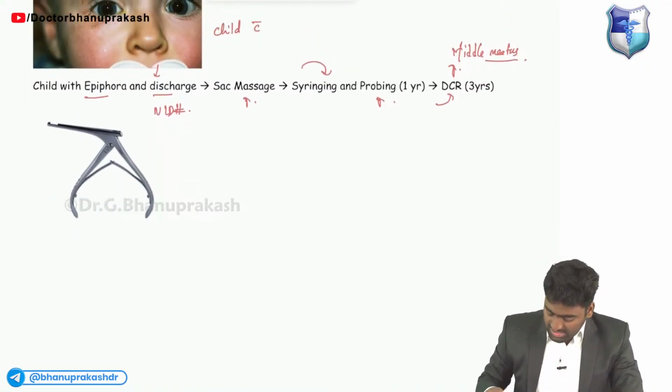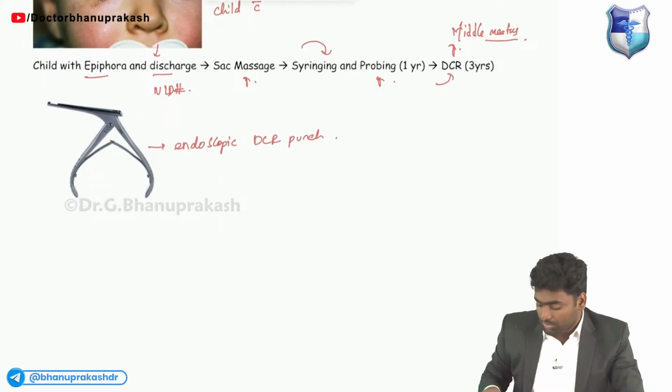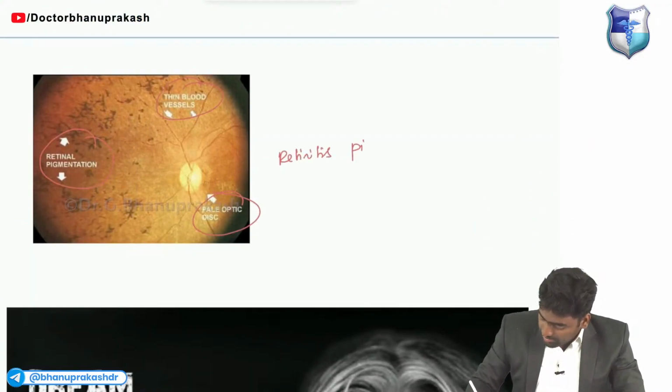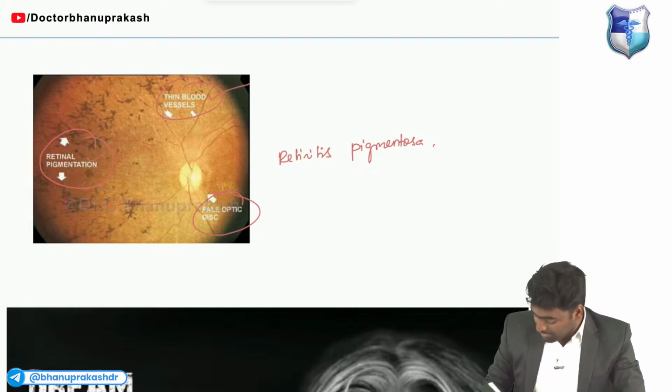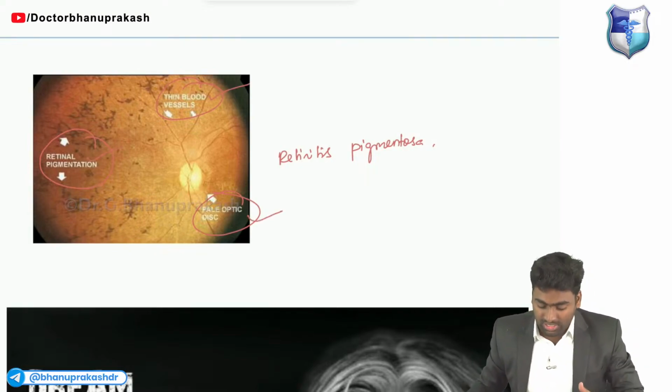And this is the endoscopic DCR pipe, which is used to create a hole in this area. And the final slide is retinitis pigmentosa. In a case of retinitis pigmentosa, there will be thin blood vessels along with retinal pigmentation, and there will be a pale optic disc.